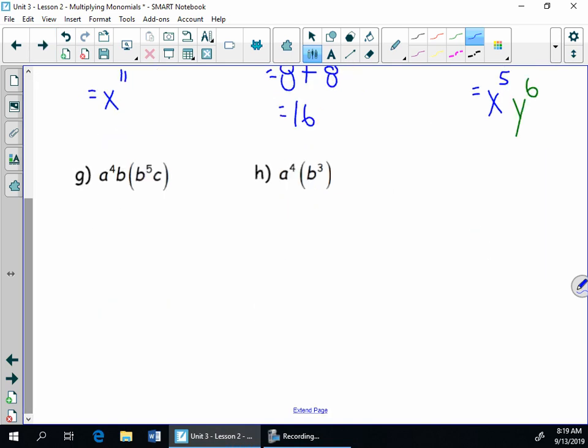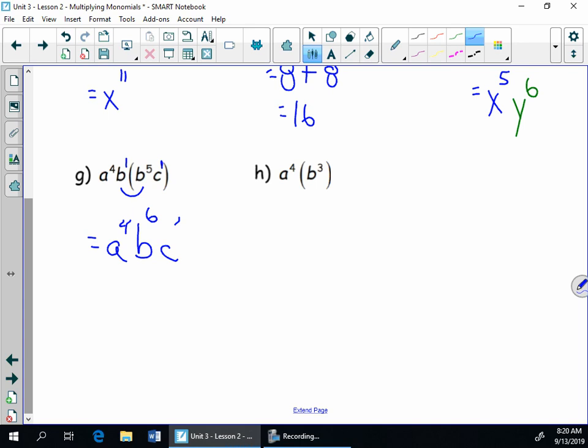A to the 4 b times b to the 5 c. Okay, a's go with, well, I got no other a's, so I just got 4 of them. b's go with b's, and I need to put a 1 in here to remind me there's a 1 there. So how many b's do I have? I got 6 of them being multiplied. And c, that's one of them. There's nothing for c to go with, so it just stays by itself. If your letters are different, they can't do anything with them. Just stick them beside each other.